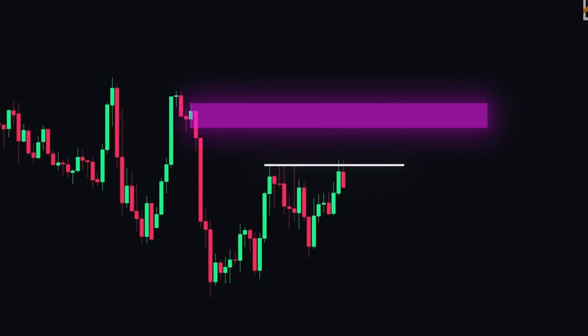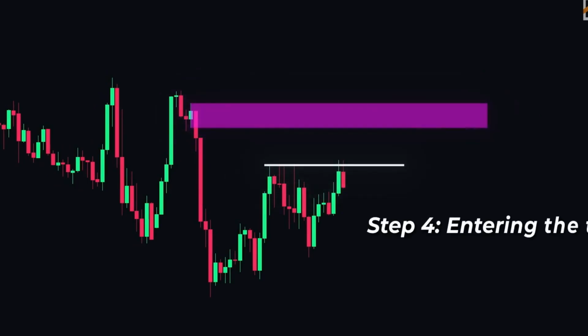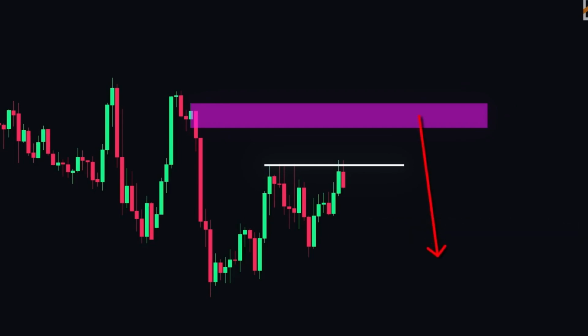So we now have a supply level with a liquidity level sitting right below it, making this a valid liquidity pattern. Now we can move on to step 4, the final step, which is entering the trade. Since this is a downtrend, we're looking to short the market, meaning we make a profit if price goes down.